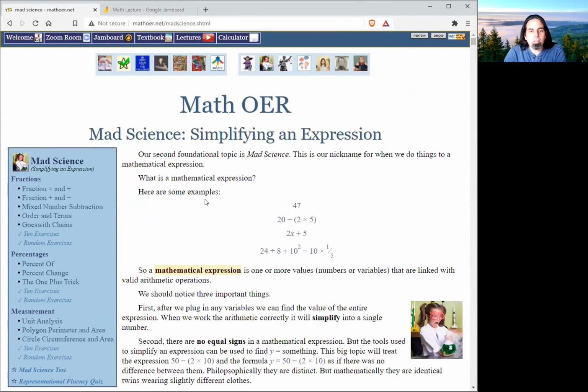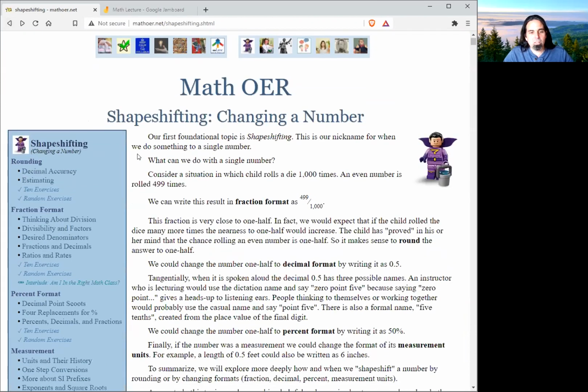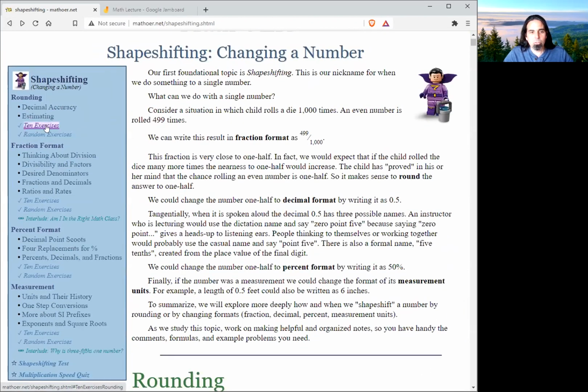Okay, we're going to go on then and talk about mad science, putting things together, squishing things together with arithmetic, starting with everyone's favorite, fraction arithmetic. But again, before I do that, anyone need any of these topics reviewed?